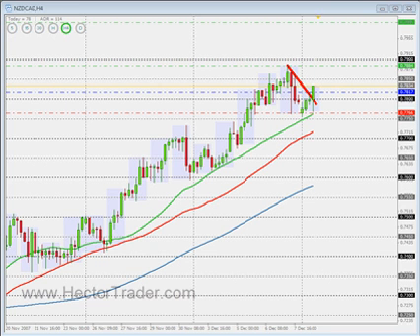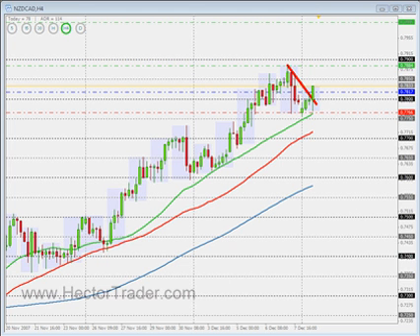Today is Monday, the 10th of December 2007. It's 35 minutes past 1 p.m. London time. I've just triggered a long entry on the New Zealand dollar against the Canadian dollar based on a setup on the 4 hour time frame. It was one of the setups that I was following today.